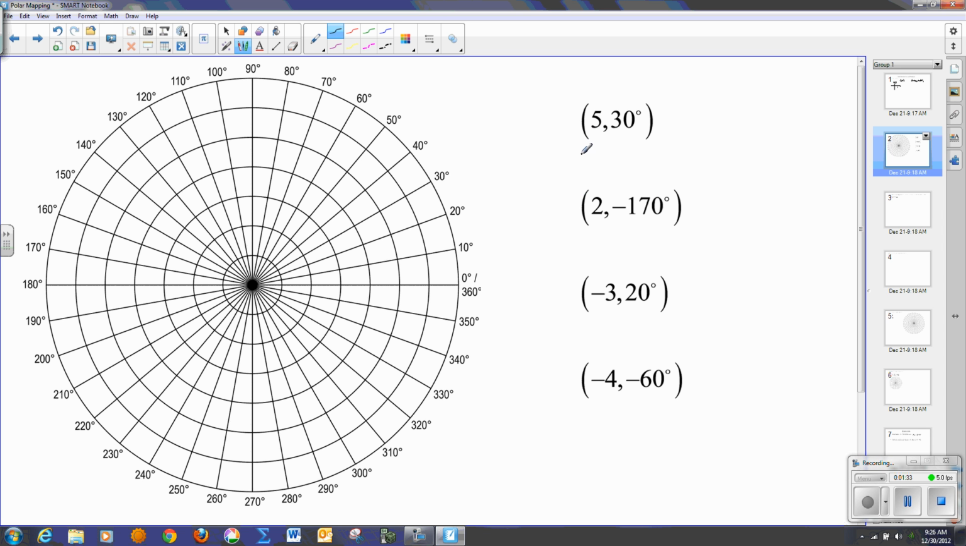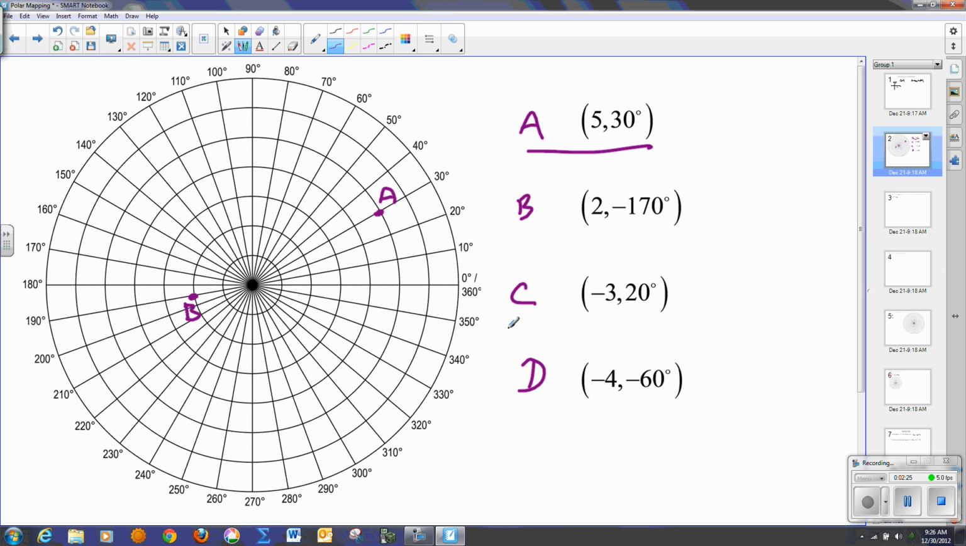So I have a number of different points that I'm going to graph. Let's call them A, B, C, and D. We'll graph the point (5, 30 degrees) first, so that's point A. I go out a radius of 1, 2, 3, 4, 5, and around 30 degrees, which puts me here. So that's my A point. If I wanted to go (2, -170), well, here's my radius of 2, and then I'm going negative 170 degrees, so I know I'm going clockwise, and that's going to put me right here, 10 degrees short of 180, and we'll call that B.